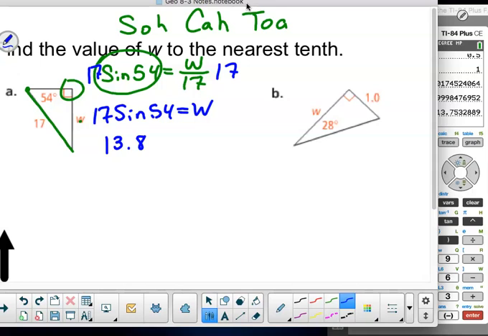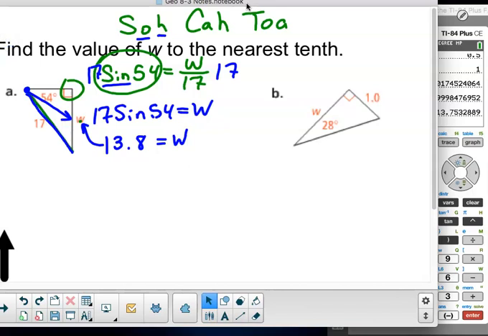13.8 units is W, and that is the length of W. Now, remember what I did. I stood on the angle I was given, I looked across, and that's opposite. And this is hypotenuse, so that's why I chose sine, opposite over hypotenuse. Now, your turn. Give it a try.